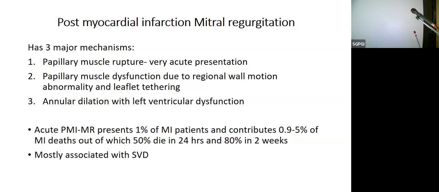So acute MR after MI is about 1% of the total MI outcome. The acuteness of MR depends upon whether the papillary muscle has ruptured completely or not. On an average, 50% die within 24 hours and 80% within 2 weeks. But if the rupture is complete, nearly 60%, 66%, one-third die within 24 hours. Again, it is associated with single vessel disease.